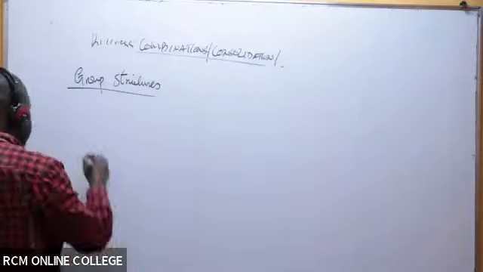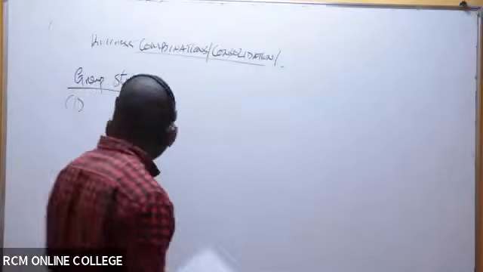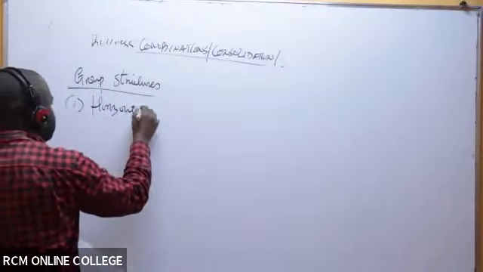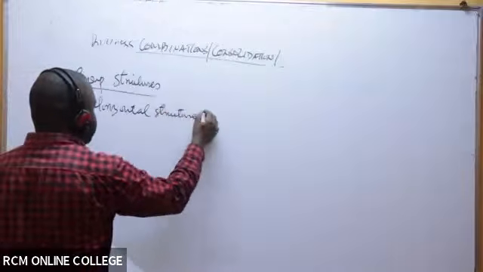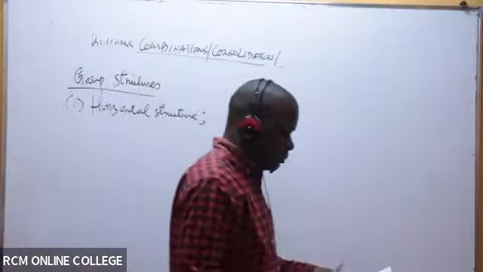So group structure number one we can have is the horizontal structure. You can write this about the horizontal structure.